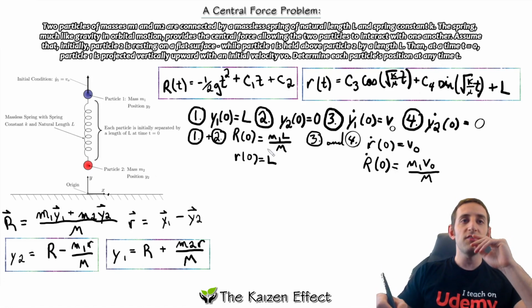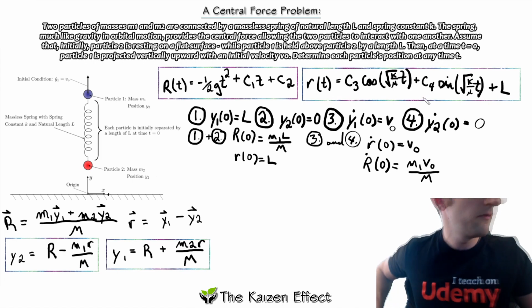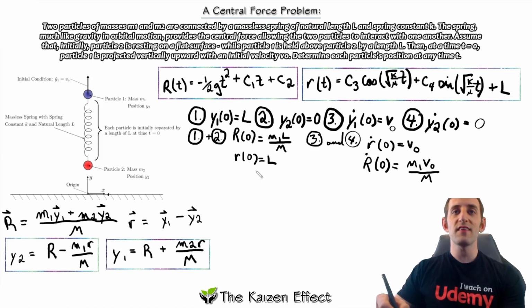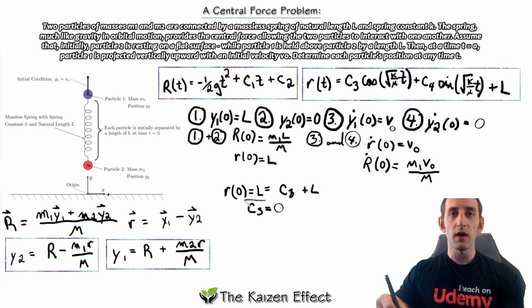But using these initial conditions, next what we want to do is apply them to both these guys and try to eliminate these constants. So first, I'm going to use this guy right here, and I'm going to say that R naught, which equals L, is equal to C3. Well, cosine of 0 is 1, sine of 0 is 0, so C4 cancels out, so it's going to be C3 plus L. And this allows us to assert that C3 is equal to 0, which is a big, big result. So we're going to highlight that guy. That's our first result we've obtained.